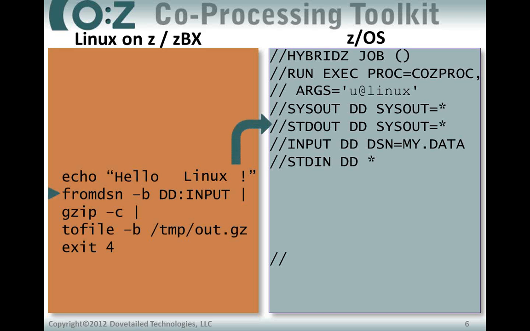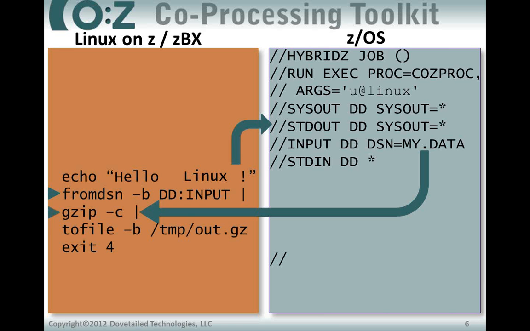Next, we use a cozy dataset pipes command called fromDSN to read the data from a dataset, which is identified by the input DD. Let's see what happens when we do that. fromDSN reaches back to z/OS and starts to stream the data from my.data back to our remote Linux system.